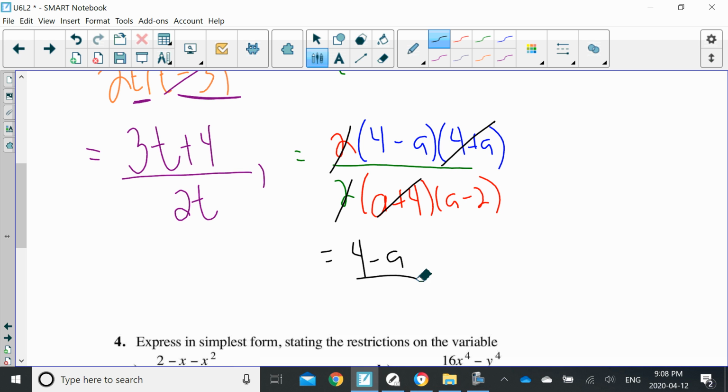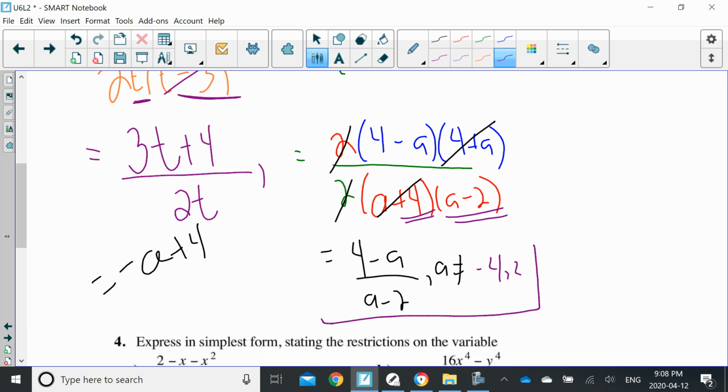If this was a test question, I'd be completely okay if you wrote 4 minus a. I would actually even prefer if you wrote -a plus 4, because I always put my variable first. And then the denominator would be a minus 2. And my non-permissibles, so let's figure out what those were. This a cannot be equal to 2, and this a cannot be equal to -4. So there would be my answer for B.